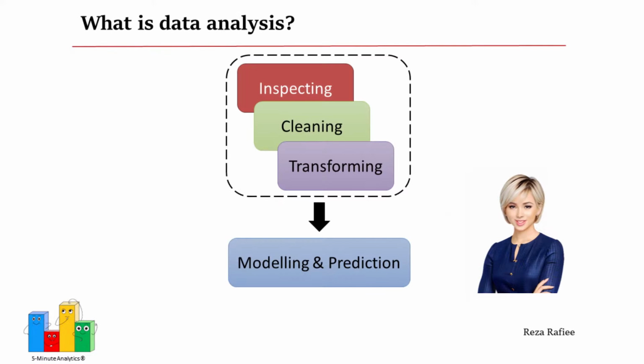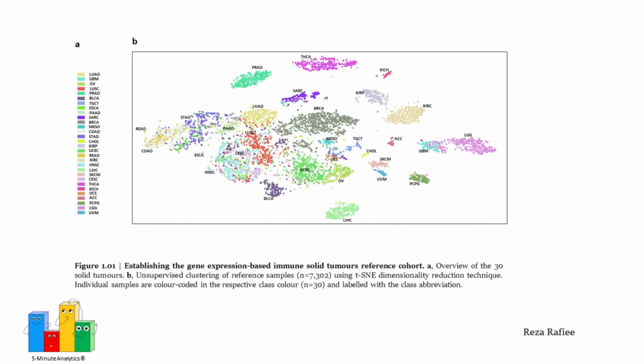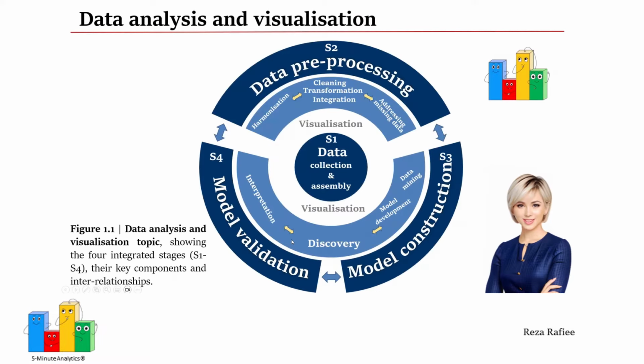As I have already mentioned, data analysis is the process of inspecting data, cleaning it, and transforming it to be prepared for modeling and prediction. This process allows us to discover useful information, draw conclusions, and make informed decisions. Data analysis and visualization encompass several key components, including data collection and assembly, data pre-processing, model construction, and model validation. These components are interconnected, and improvements can be made at any stage of the process.